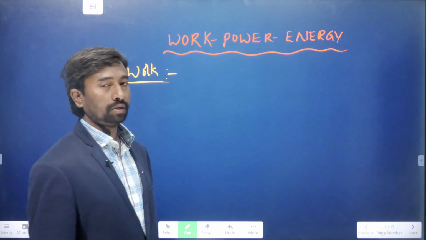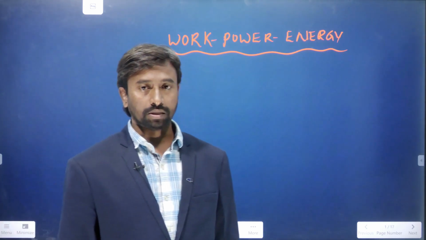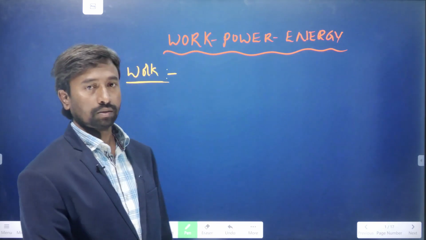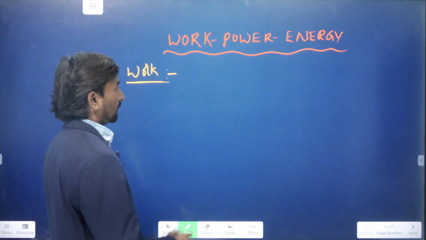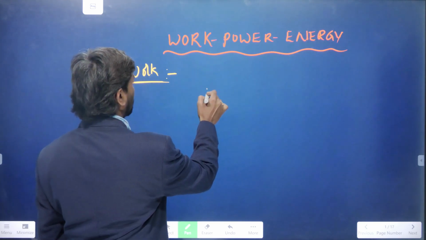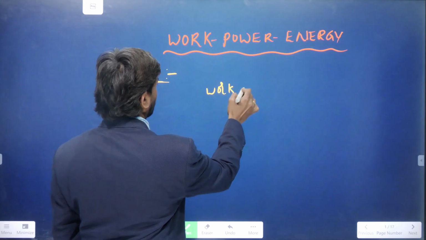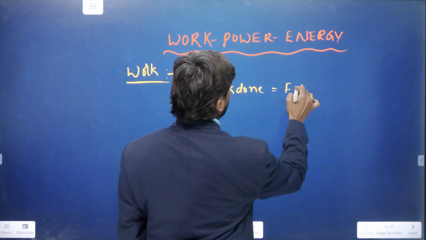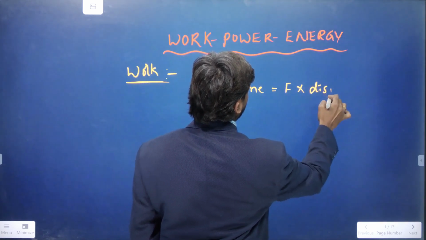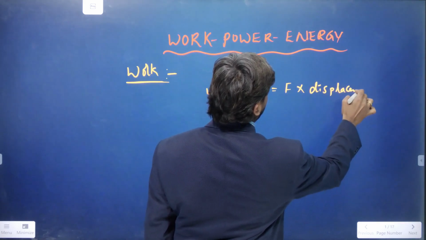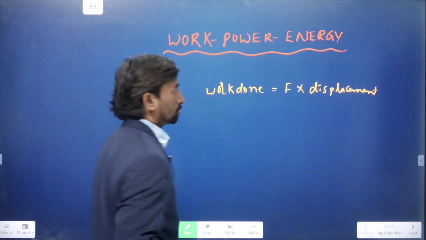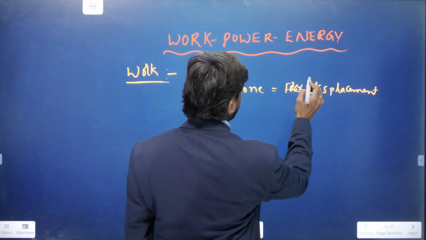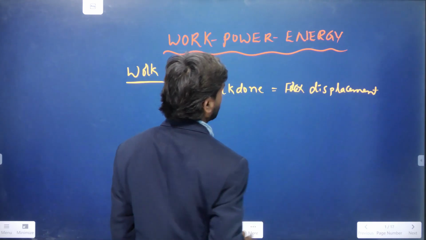The work is said to be done when the displacement of a body takes place in the direction of the applied force. That is called work. Simply, work done is equal to force into displacement. We can write here force into displacement.